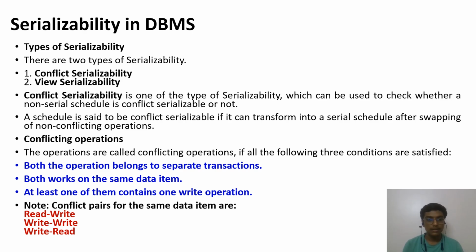Conflict serializability is one type of serializability which can be used to check whether a non-serial schedule is conflict serializable or not. Conflicting operations: the operations are called conflicting operations if all the following three conditions are satisfied. These are the three conditions.